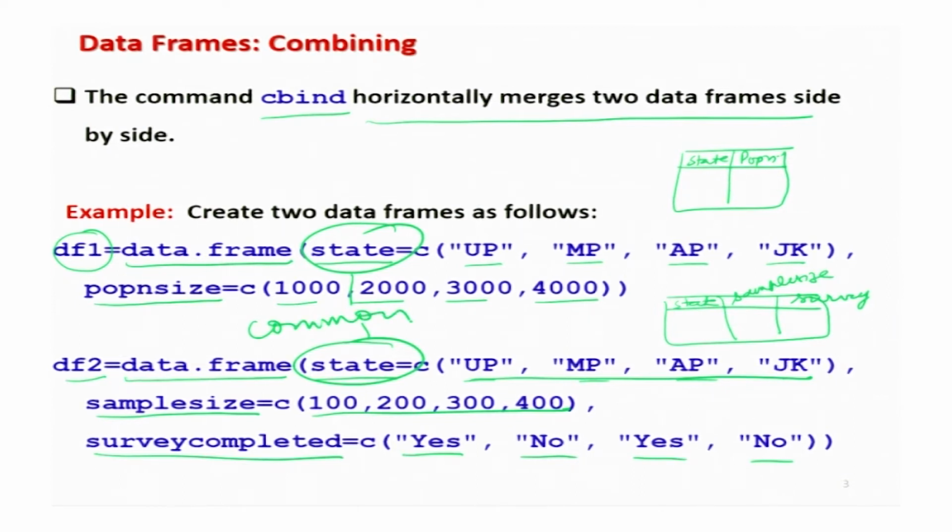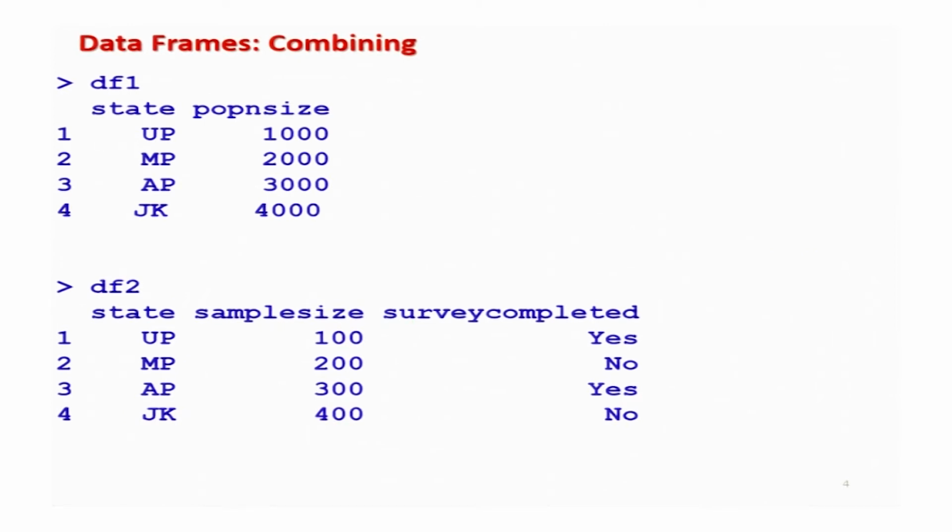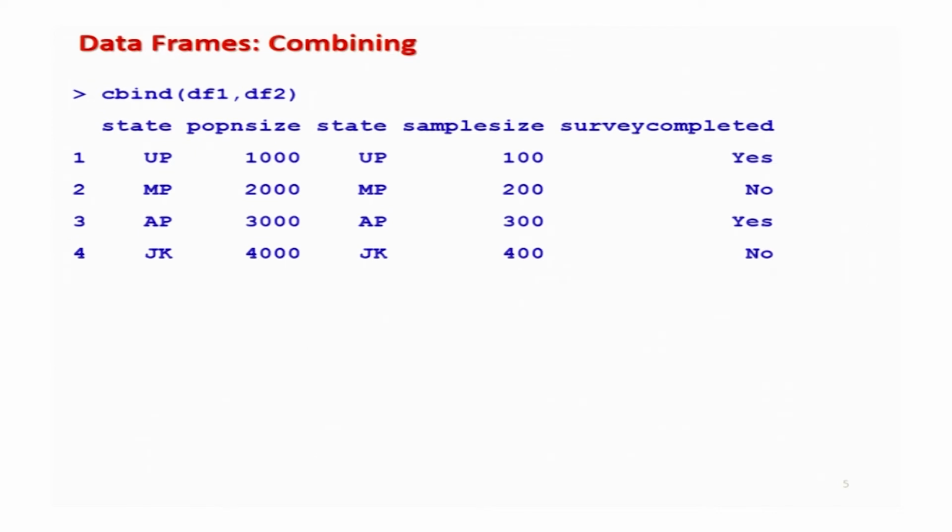If you look here, there is a common variable, state, which is common. Now if you see data frame 1 and data frame 2, that is df1 and df2, they will look like this, right. You can see this state is common in both df1 and df2. Now we try to make different operations.